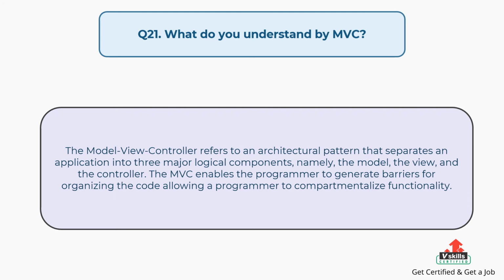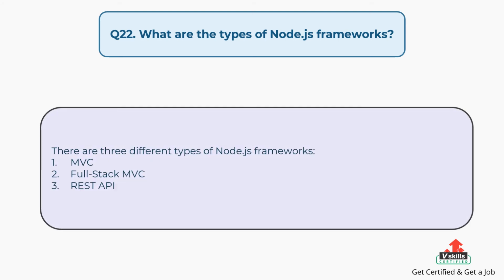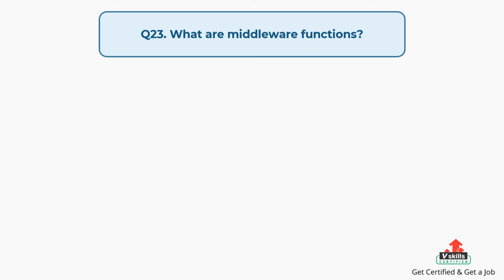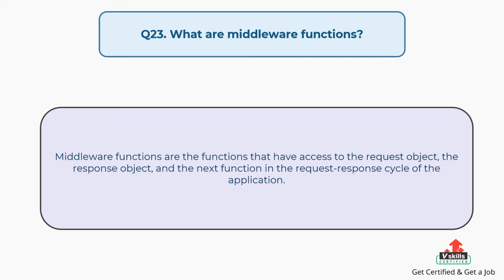The MVC enables the programmer to generate barriers for organizing the code, allowing a programmer to compartmentalize functionality. Question number 22, what are the types of Node.js frameworks? The answer is, there are three different types of Node.js frameworks: MVC, Full-Stack MVC, and REST API. Question number 23, what are middleware functions? The answer is middleware functions are the functions that have access to the request object, the response object, and the next function in the request-response cycle of the application.